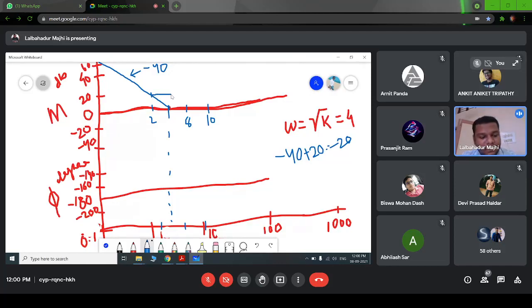It will be like, sorry, straight, this one. Okay, up to the next corner frequency 8. So this is minus 20.